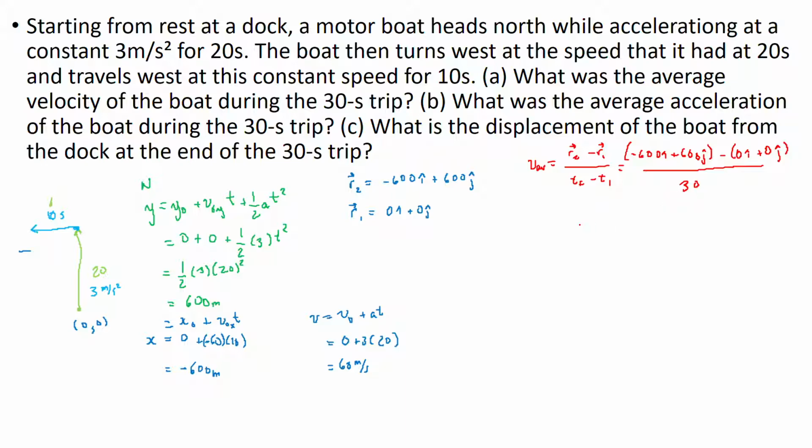So from there we just know that it's minus 600 I plus 600 J over 30. The 0 goes out, and we are just left with minus 20 I plus 20 J. And that is the average velocity. That's part A.